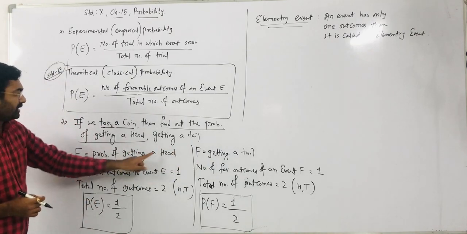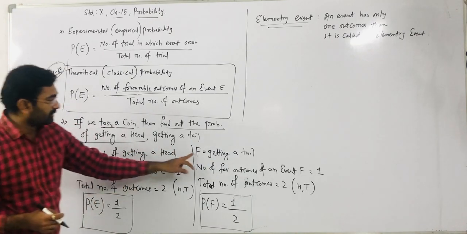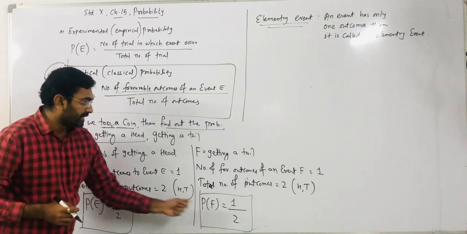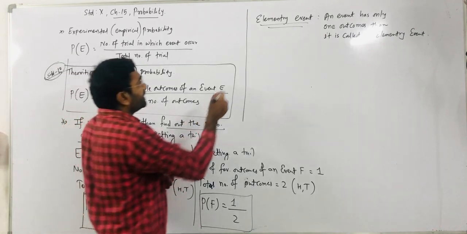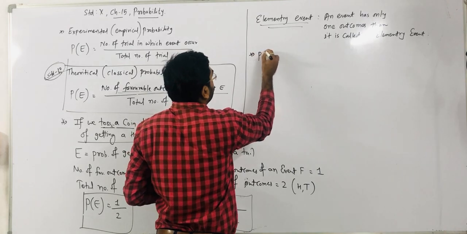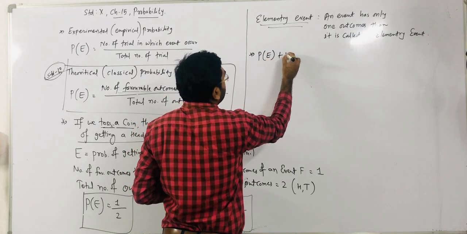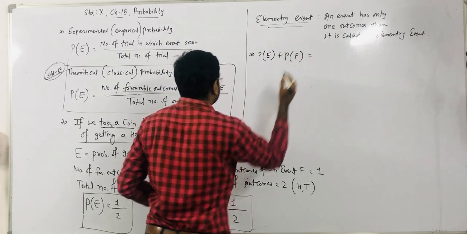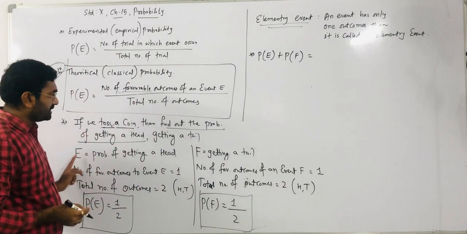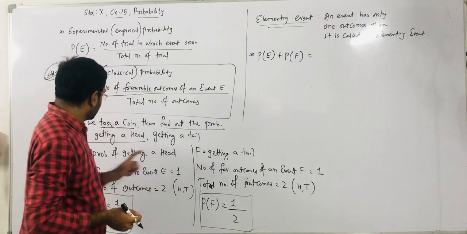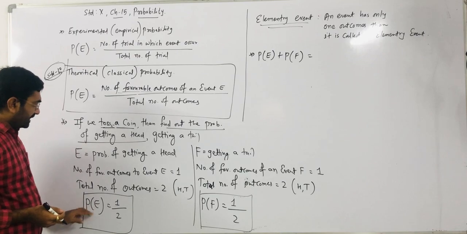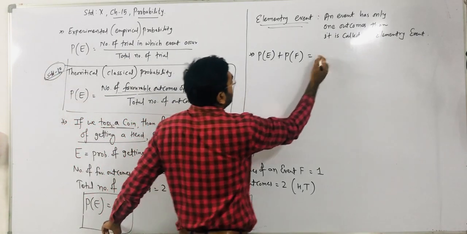So when we find both events' probabilities, we get 1 by 2 and 1 by 2. Suppose you take the summation of the elementary events. E is an elementary event, F is an elementary event. E event's probability is 1 by 2.